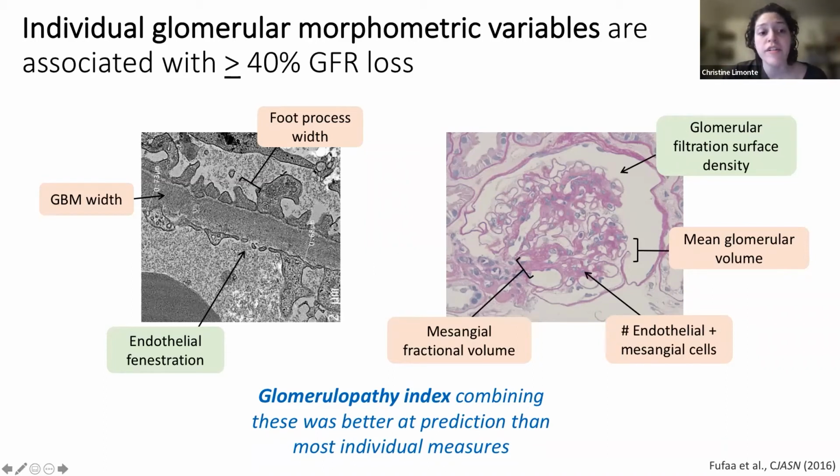Interestingly, a glomerular index combining all of these features was better at predicting long-term outcomes than most of the individual measures. And the reason I thought this was interesting was as an example of how going beyond our more traditional classification system for diabetic glomerular lesions may be pretty informative.